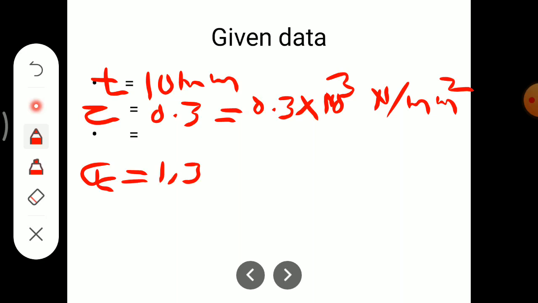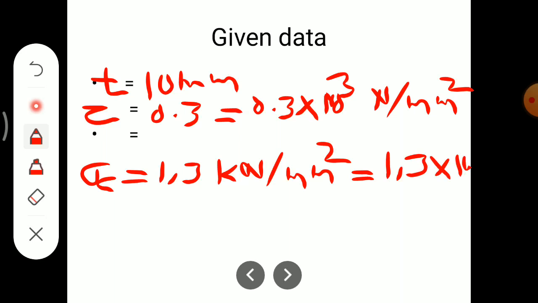The third one is sigma c, that is crushing stress, which is equal to 1.3, and it is also in kilonewton per mm square, but we will write it in newton per mm square. 1.3 into 10 raised to 3 newton per mm square.